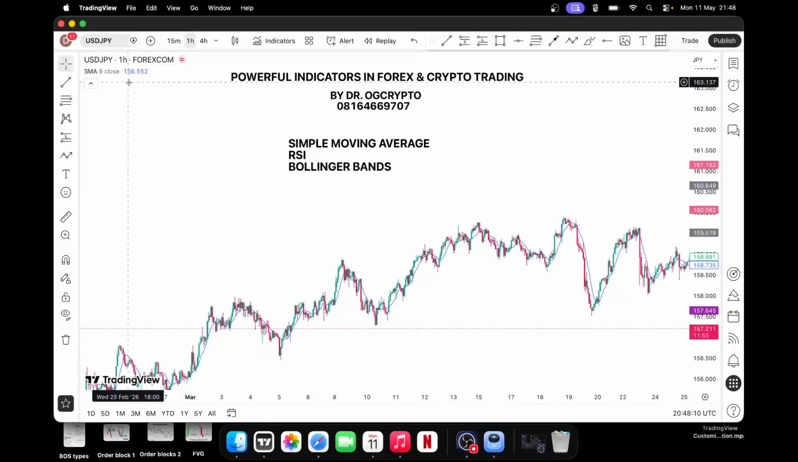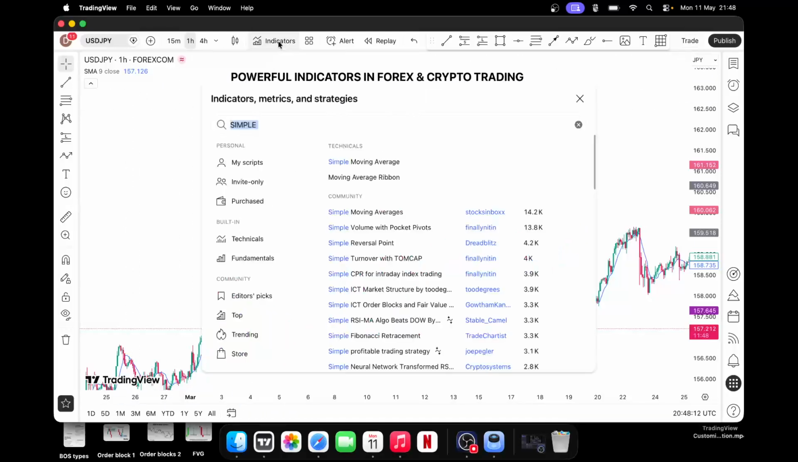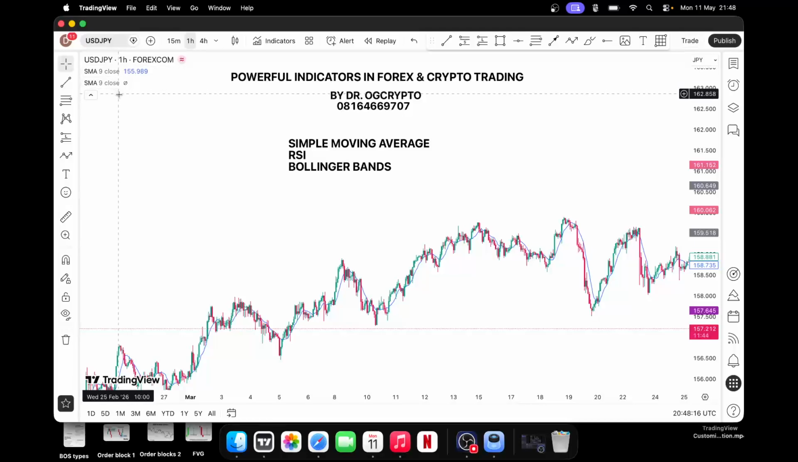You have to add another one again, another simple moving indicator. Add it once more. You see now, so we now have two. So we have SMA 9, SMA 9. You understand? You can see that it is two indicators that are there, but because the two of them are 9 days, that's why it's showing as if it's just only one.